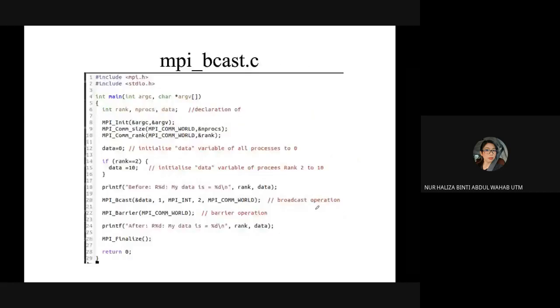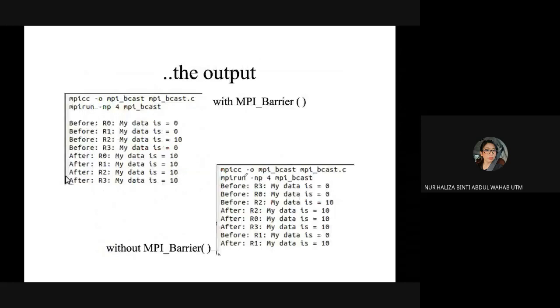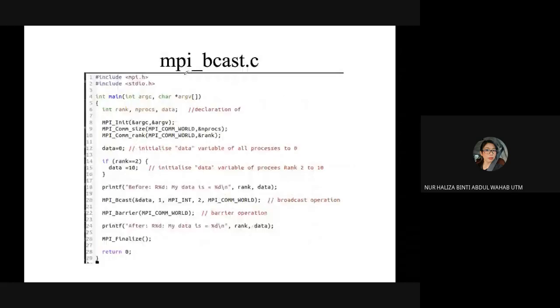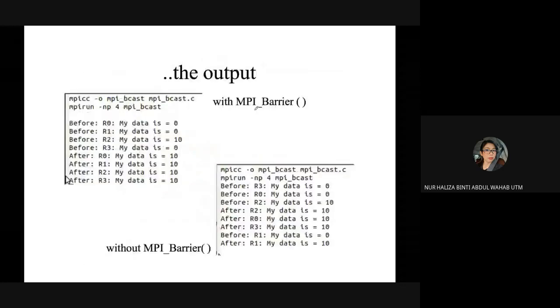Then under MPI bcast broadcast.c, you can see this is an example of how you use the bcast collective function. Later on, we will try to run it in our Ubuntu, and you will also see the output.